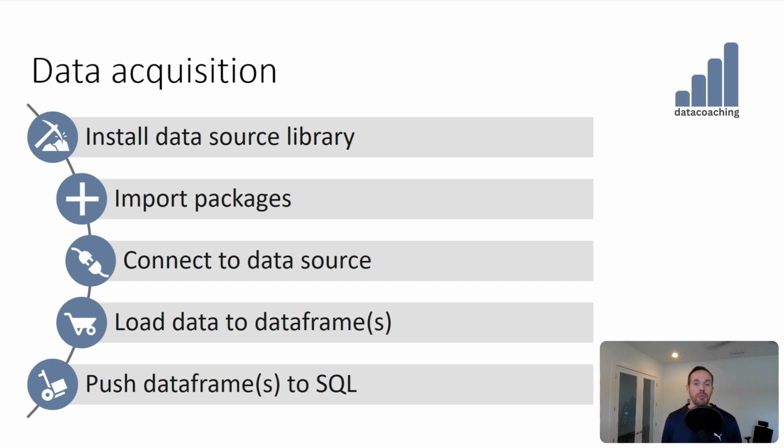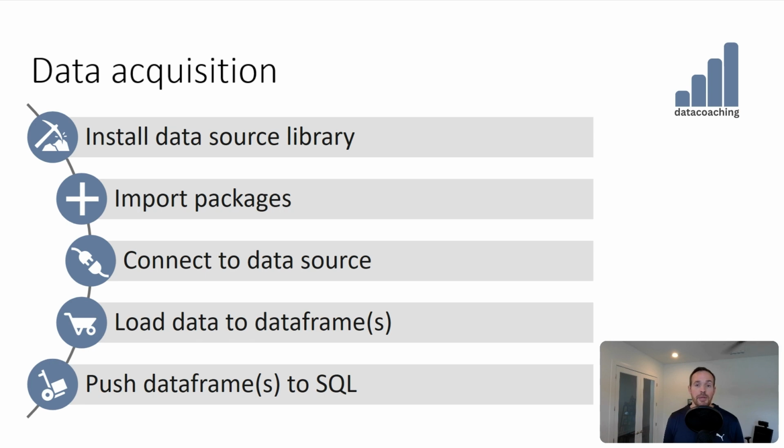In this series, we'll be focused on acquiring data from public Python data sources and pushing that data into our PostgreSQL database. The steps are pretty simple. The first thing we have to do is install those public data source libraries. Then we have to import the relevant Python packages. Then we have to connect to those data sources that we're going to be acquiring data from.